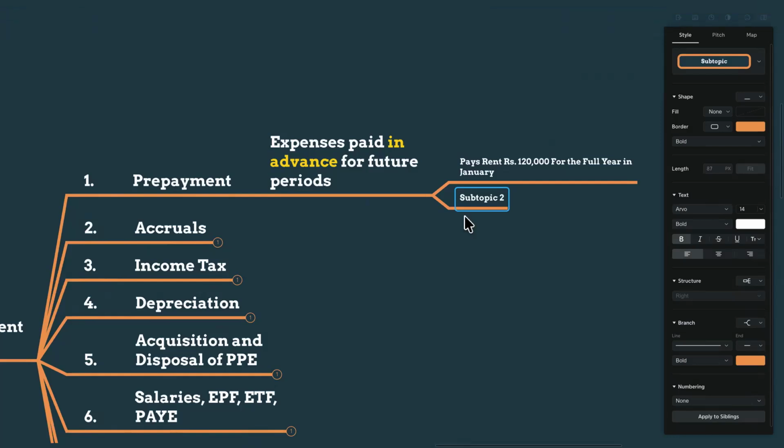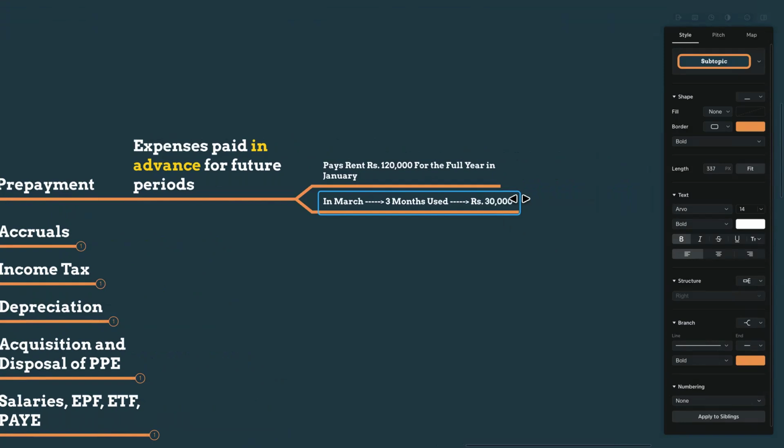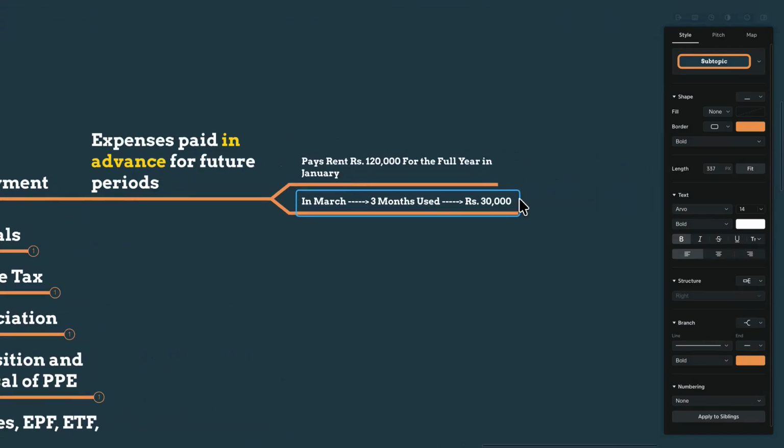So let's say in the March period, how many months did you use? In March means January, February, March. So 3 months you used, right? The building or something. Okay, 3 months you used. So 3 months used means how much? It is 120,000, 12 months, so divide by 12, that gives you 10,000 per month. So how much? That is rupees 30,000 worth, right? So rupees 30,000 worth of the money you paid in advance is already used.